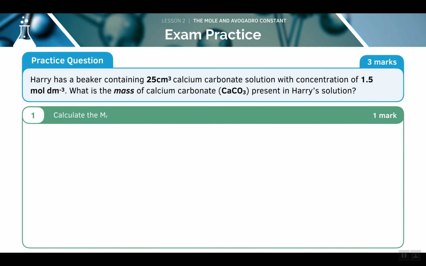Firstly, we need to calculate the Mr. We can do this using our formulas. So the Mr in this case would be 40 plus 12 plus 16 times 3. This gives a value of 100.